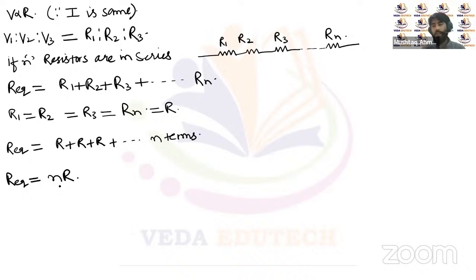So in case of series resistors, when two or more resistors are in series, the current flowing through them is the same. Not only is the current flowing through them the same, the potential difference supplied by the battery is distributed according to their resistances. The greater the resistance of a resistor, the more will be the potential drop across that resistor.